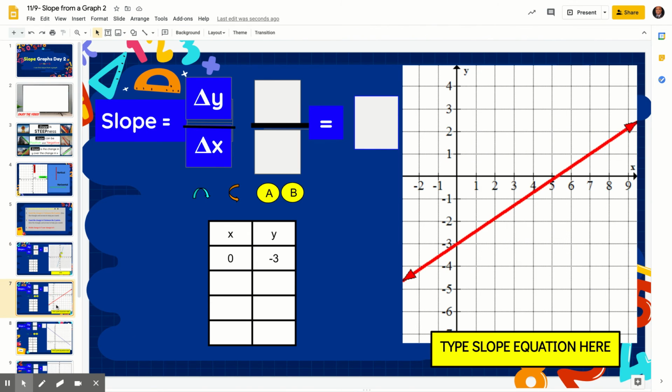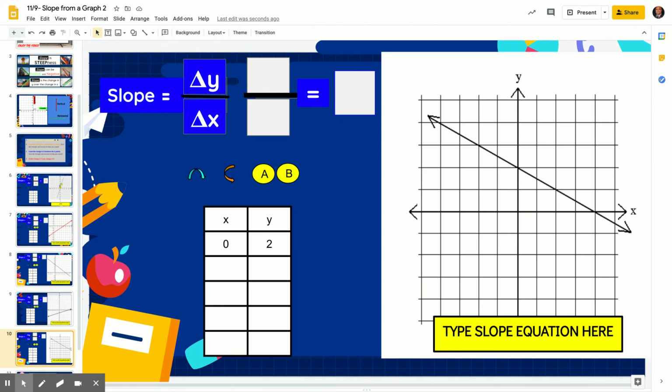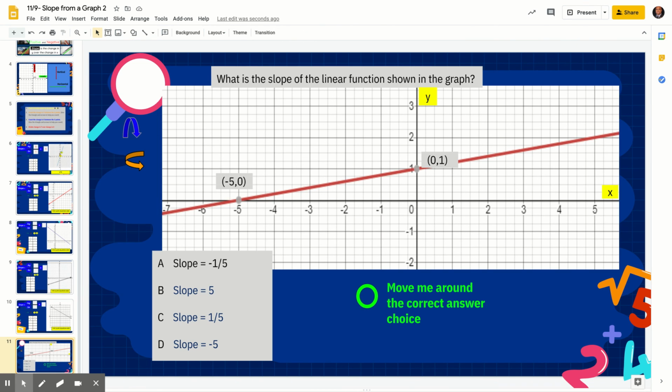You're responsible for slides 7, 8, 9, and 10. That's 4 slides, and then a learning check.